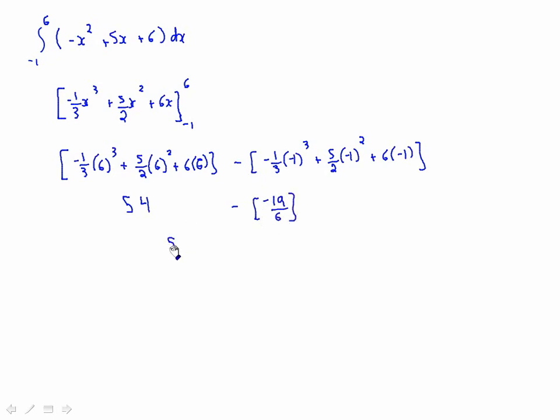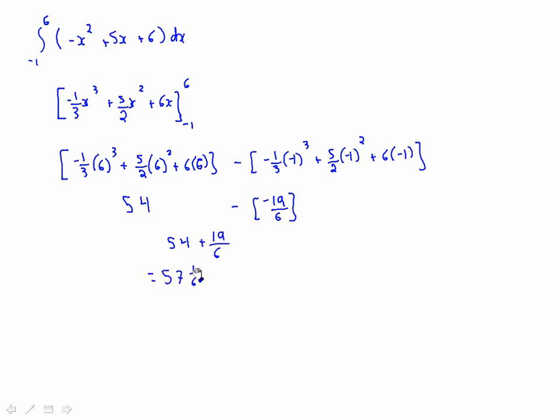So this becomes 54 plus 19 over 6. And then either keep it in whatever form or fraction you want. That's going to be 57 and 1 over 6. Or if you wrote it as 343 over 6, you'd be fine as well. But that's the idea.